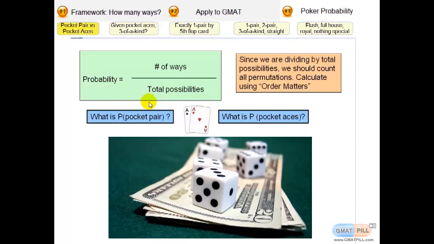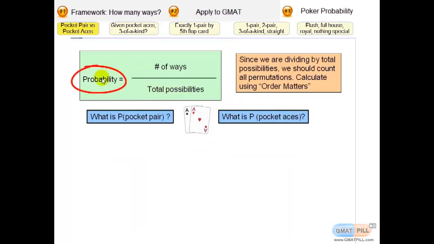Now, before we get into calculating the probability of pocket pairs and pocket aces, let's first talk about the distinction between probability and number of ways. For the most part, we've been calculating today the number of ways of doing something. Probability is simply dividing that number of ways by the total possibilities, right? So if you're going to use this approach to calculate probability for all these poker calculations, keep in mind that when calculating number of ways, you should be calculating it with order matters.